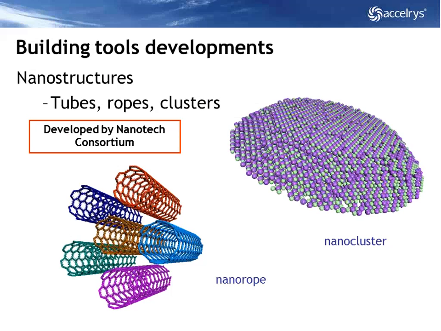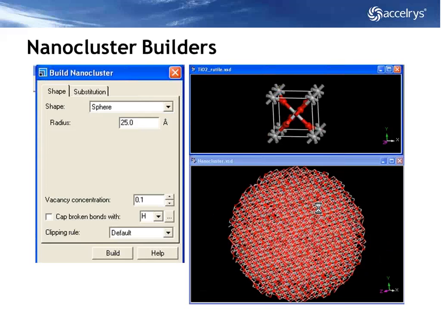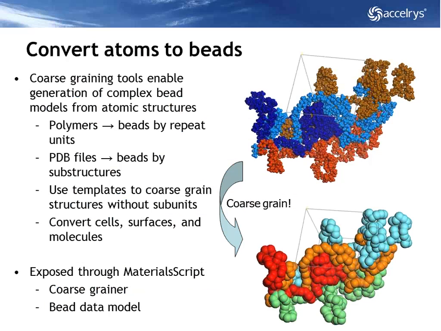The nanoclusters, it's important you can have truncation, you can have elemental substitution. So I can bring in a homogeneous material, and I can do element substitution along different vectors, different directions, and I can do capping of bonds. So you notice here, this picture, although looking uniform from a crystal structure, actually there are various inclusions here, right? And you can have vacancy functions. There's the nano builders, dead easy. Those are the types of structures that you can build out of it.